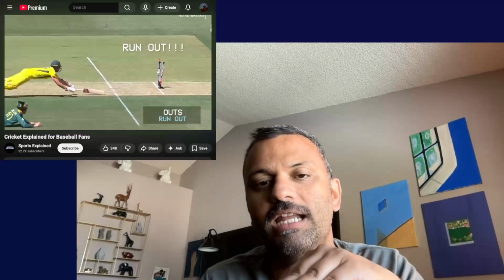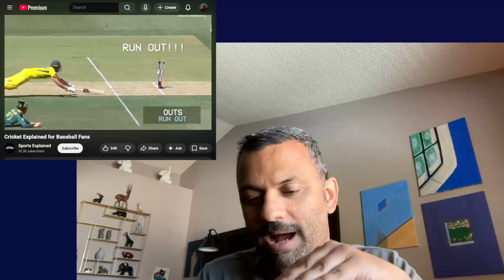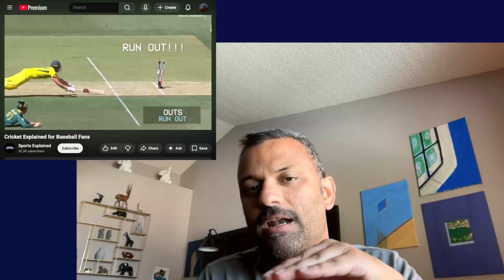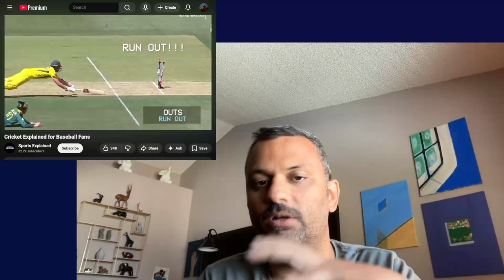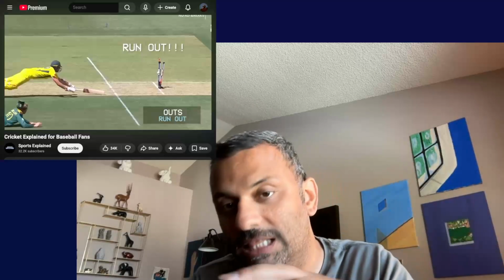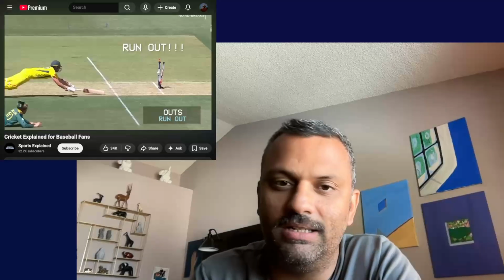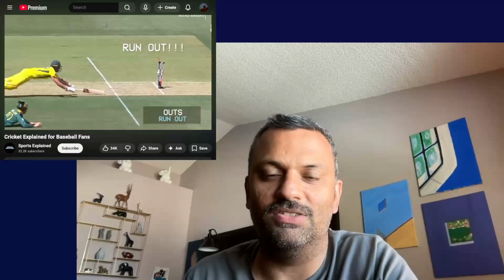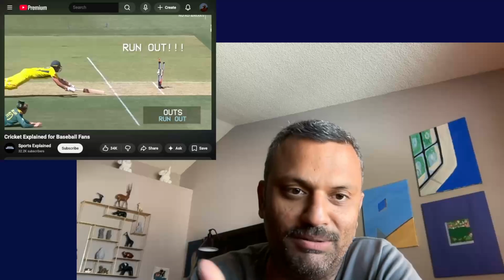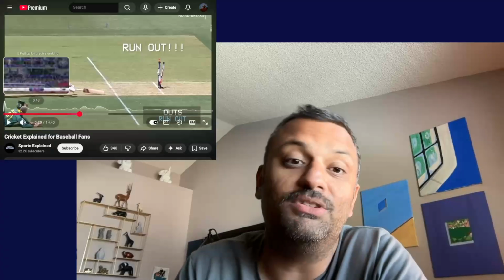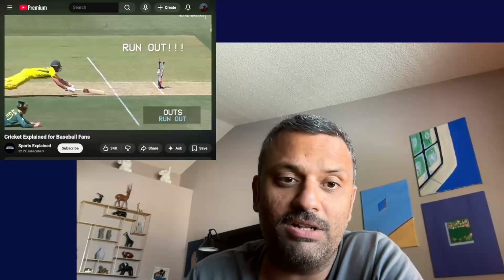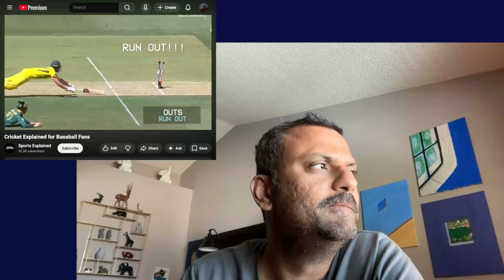Even on the line is out. Some part of the batter's body, including the bat, has to be within the crease. So he has to cross that line. And clearly in this case, he is about 10 inches out, and it's a direct throw there. And these are impressive. These are always fun to watch when determining whether or not you are safe.